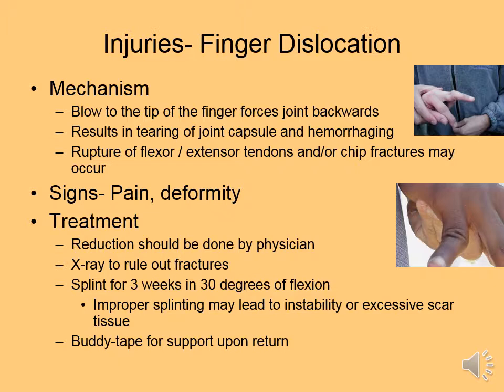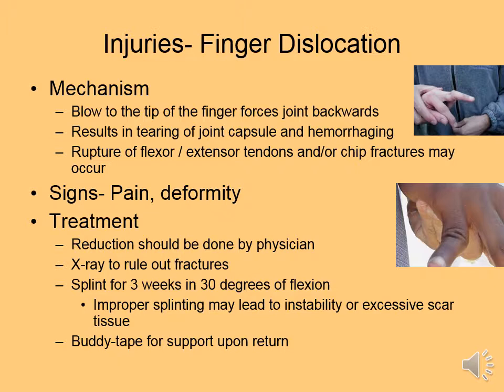These are pretty obvious. And usually the doctor is going to do an x-ray to rule out fractures, and then the person will be splinted for 3 weeks in 30 degrees of flexion to allow the best healing of that joint capsule. Improper splinting could lead to instability or excessive scar tissue where the person is going to now be limited in their range of motion with that finger.